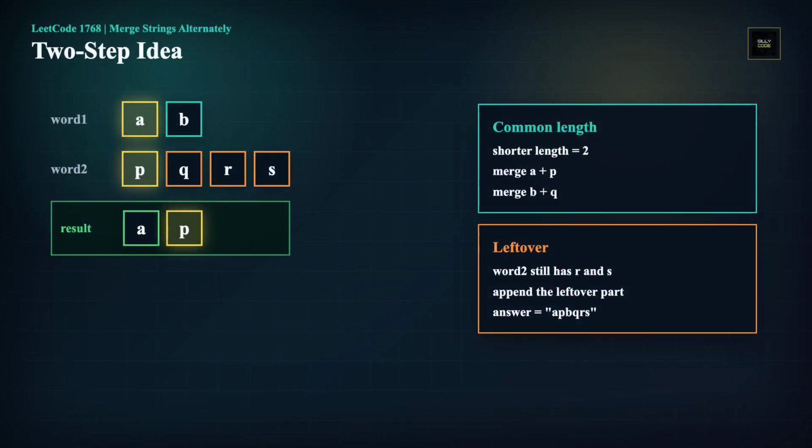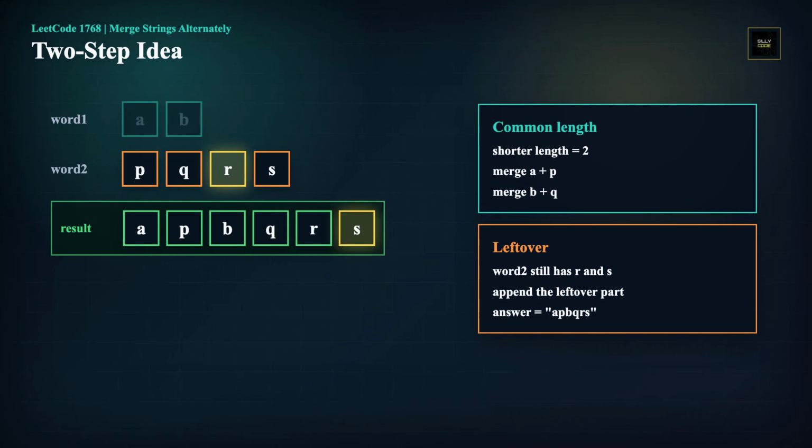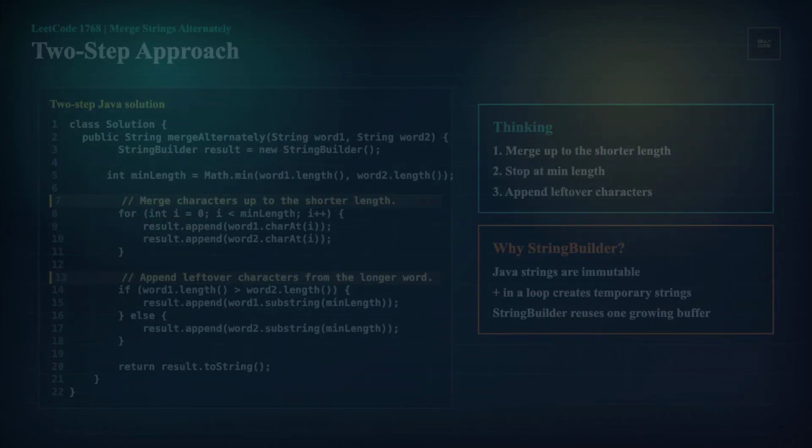The most natural beginner approach is to merge the common part first. Common part means the length of the shorter string. After that, we append the remaining substring from the longer string. So if word1 is ab and word2 is pqrs, the common length is 2. We merge A and P, then B and Q, then we append the leftover rs. Final answer is apqrs. Now let us look at the two-step Java approach.